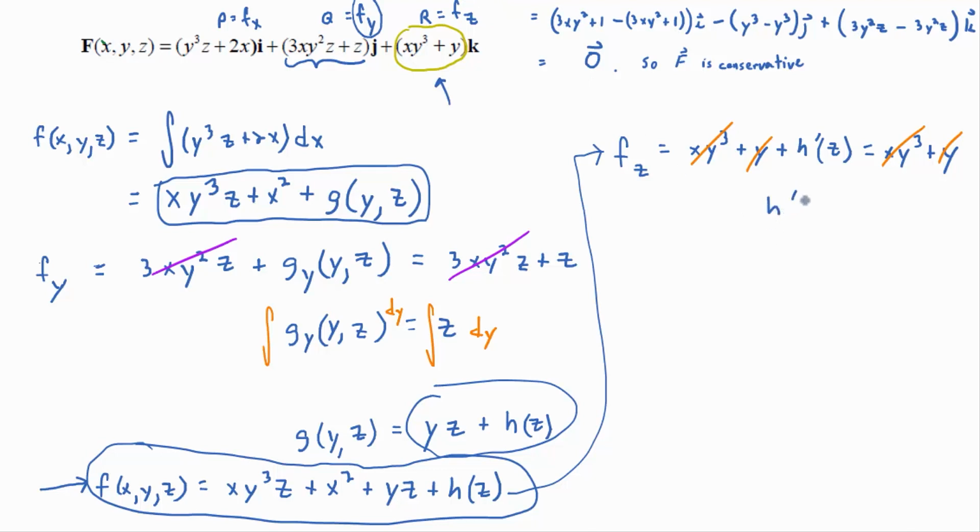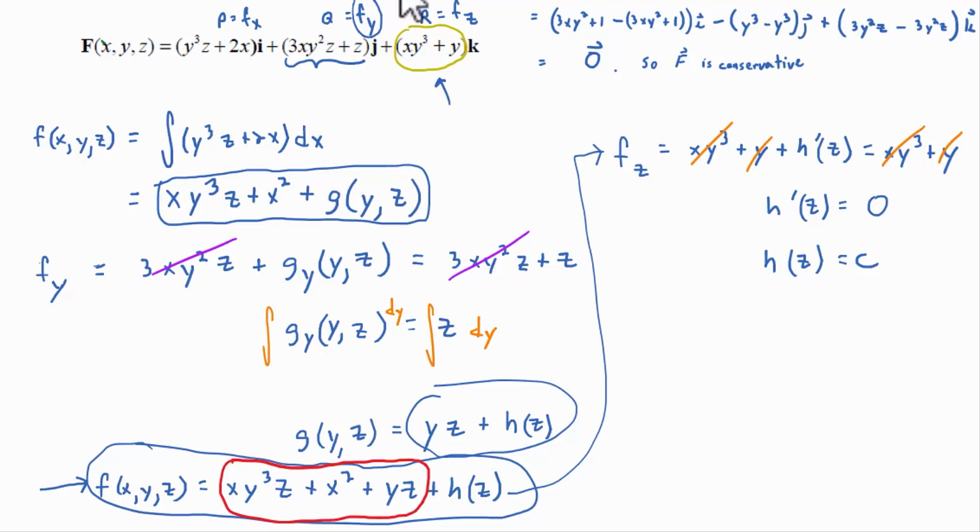h prime of z is equal to 0. And what does that mean about h of z? It's just a constant, right? Okay, so what can we take as our potential function? Just, well, this guy. I mean, you could add in the c if you want. And maybe I did that, I don't remember, did I do that in the answers? On the video, I kept a k, a constant k.